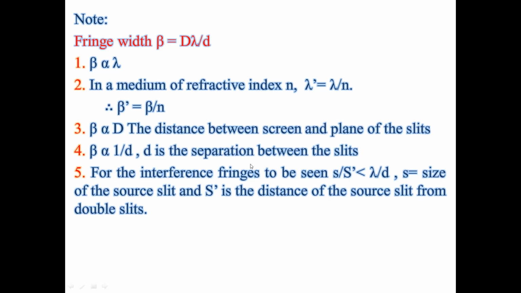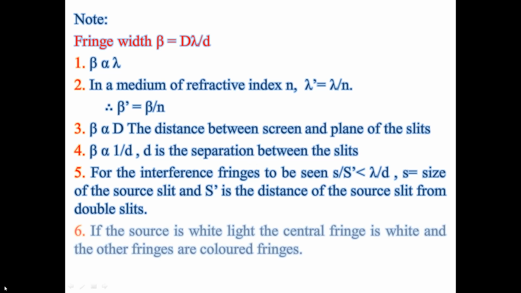For the interference fringes to be seen, s by s dash should be less than lambda by small d, where s is the size of the source slit and s dash is the distance of the source slit from the double slits. So this condition should be satisfied for the fringes to be seen. And if the source is white light, then the central fringe will be white and the other fringes are colored fringes.